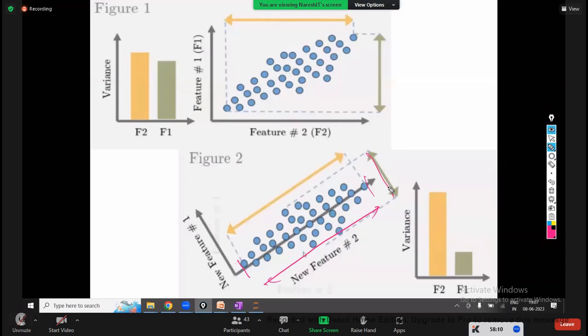And the variable which has low variance, you can delete, right? If there is no variance, you can delete that variable. So how did we get this? By applying the orthogonal projection. By doing the projection, I have converted from one to another.